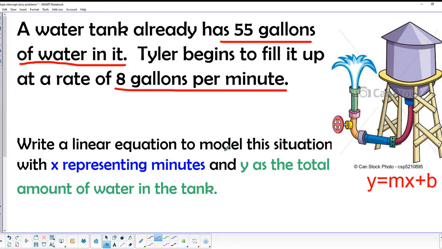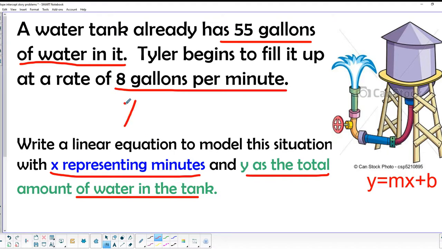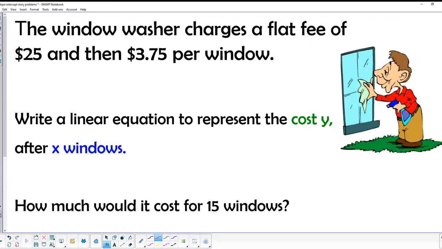So we're going to write a linear equation to model this situation. We're going to use x to represent minutes and y as the total amount of water in the tank. So if we write our equation, we have y equals 8 gallons per minute times x, which is the number of minutes. And then we already know that the initial amount that it had in the tank was 55 gallons. So we write down plus 55, and there is our first equation. What do you think? That was kind of easy, kind of different, but let's try another one.